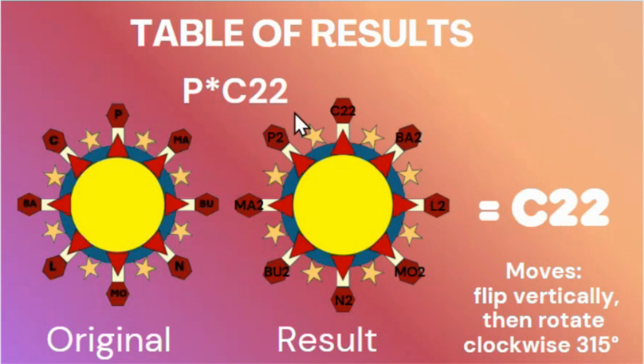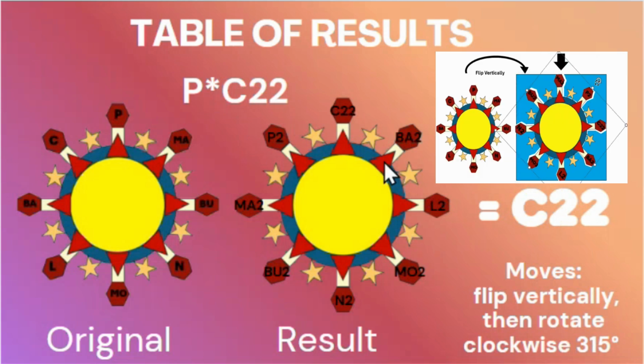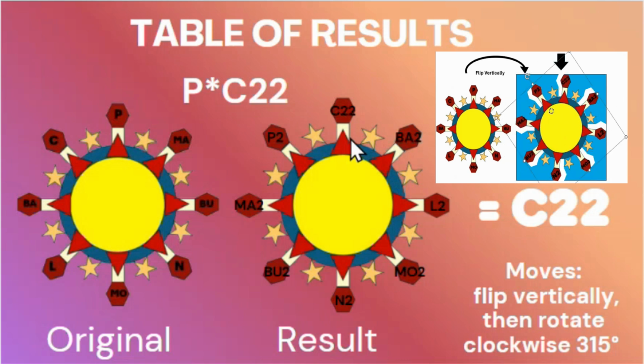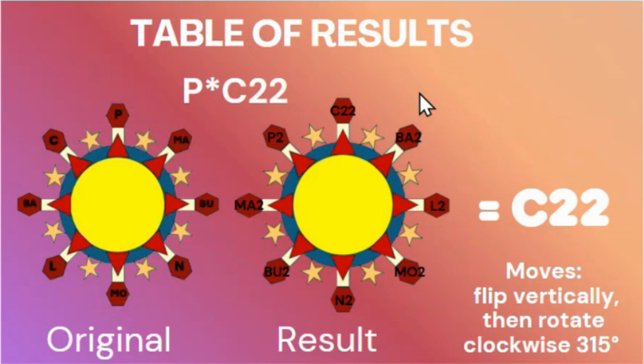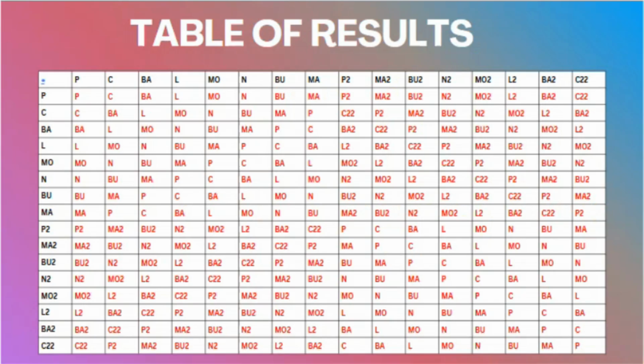Then P star C22. We need to flip it vertically, then rotate clockwise 315 degrees. As you notice, our P is our identity element. So anything you operate with P will result in itself. To summarize all the movements, here is our table of results.